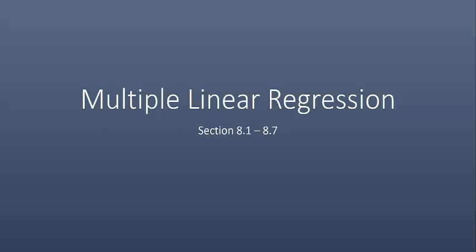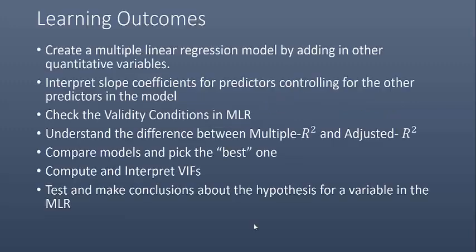This video is designed as an overview for sections 8.1 to 8.7 in the textbook. This chapter introduces multiple linear regression with more than one quantitative predictor variable. In this video, we will create a multiple linear regression model by adding in other quantitative variables. We'll interpret slope coefficients for predictors controlling for other predictors in the model.